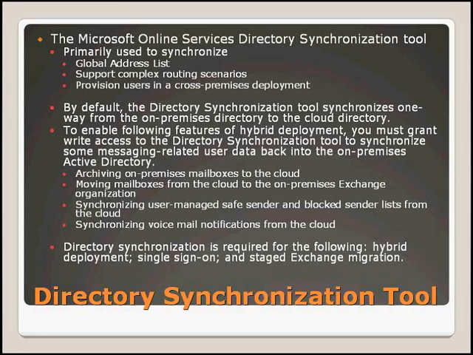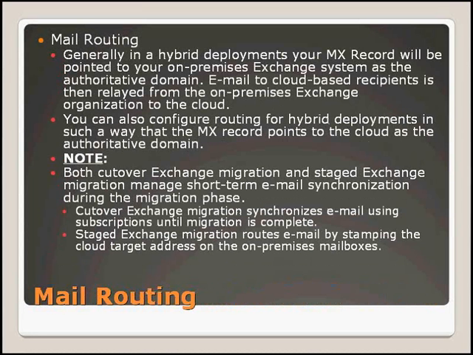So the other thing, the main important part, is mail routing. This is something we probably might have in our mind. Say half of the users are on cloud, half of them are on Exchange. So how is the mail routing going to be? Generally I'm speaking, it is not exactly always.